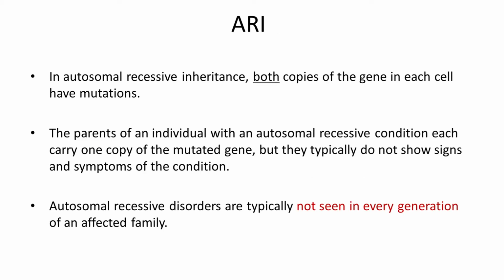In case of autosomal recessive inheritance, both copies of the gene in each cell have mutations. The parents of an individual with an autosomal recessive condition each carry one copy of the mutated gene, but they typically do not show signs and symptoms of the condition. Autosomal recessive disorders are typically not seen in every generation of an affected family, and this is the vital point.